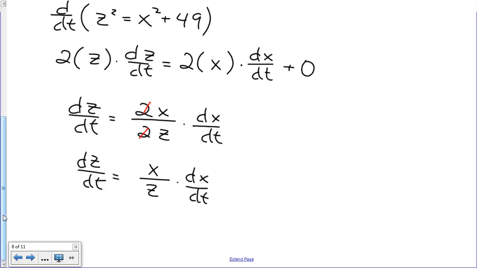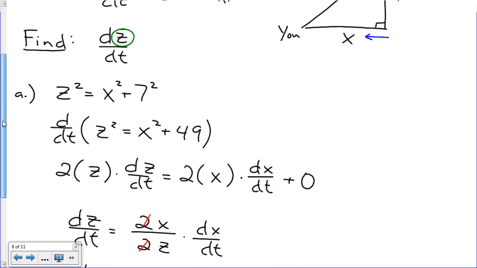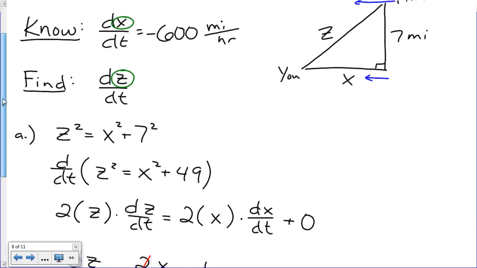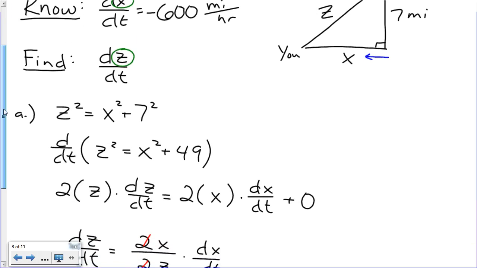Now again, we wanted to write this in terms of just x. So I need to come up with something for z, and I also need to come up with something for dx dt. Now the rate, the dx dt, that's the easy one. If I go back up here, that's part of what we know. We know that rate, so I know that's the negative 600. What I need to do is come up with a way to substitute in for z.